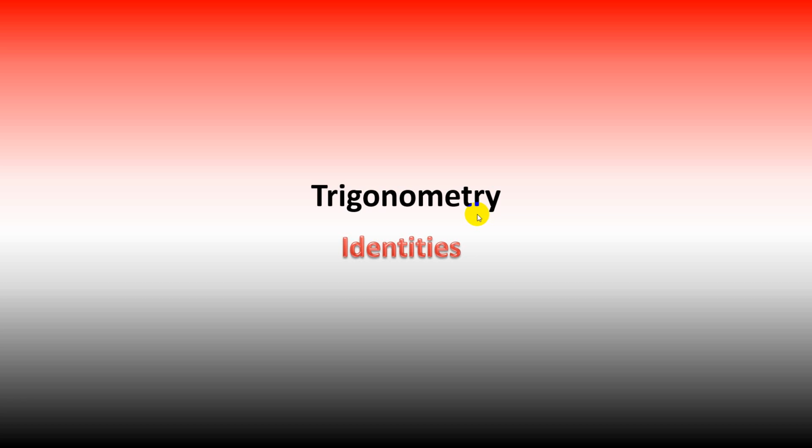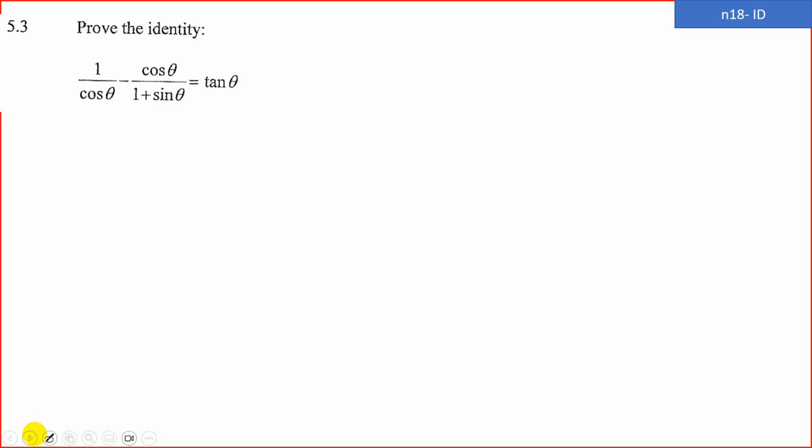Hi, in this video we're going to be looking at trigonometry identities, proving left-hand side equal to right-hand side or the other way around. So let's look at our first question. We have 1 over cos theta minus cos theta over 1 plus sine theta, and we're going to prove it equal to tan theta.